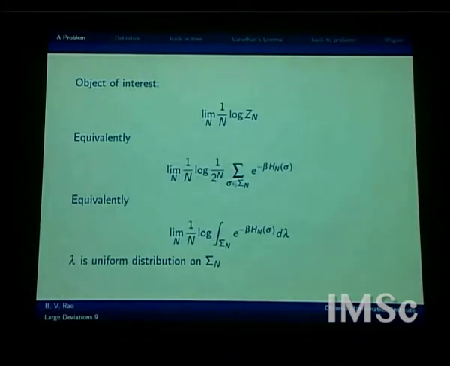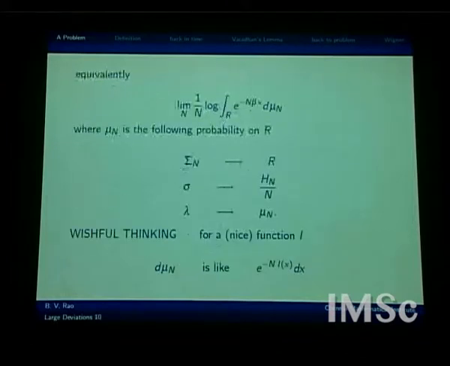Now, there is a problem here. Each of these quantities that we are calculating depends on the configuration space sigma n, and the configuration space keeps on changing as the number of particles increases. It is better if we had one place where all this drama takes place. Therefore, with that in mind, I will write the above thing.